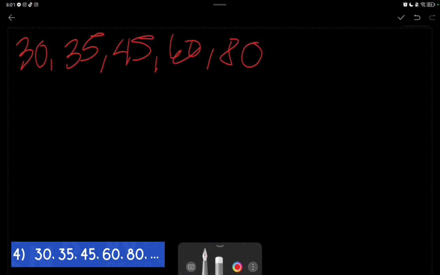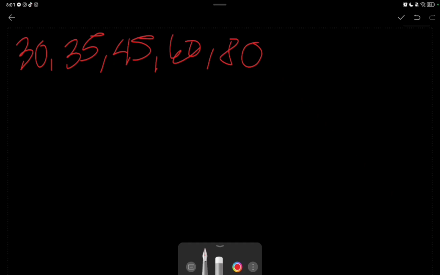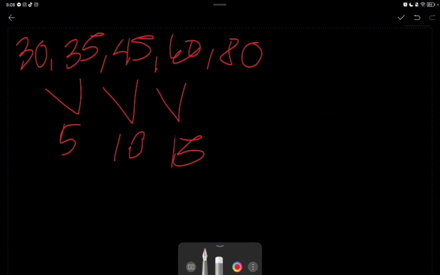So, again, to find its pattern, we will subtract the second term and the first term. Because for me, that's how I look for the pattern. Just like this. Okay, 35 minus 30 is 5. 45 minus 35 is 10. 60 minus 45 is 15. And 80 minus 60 is equal to 20. So as you can see at the bottom, they add 5, 10, 15, and 20. It is multiplied by 5.